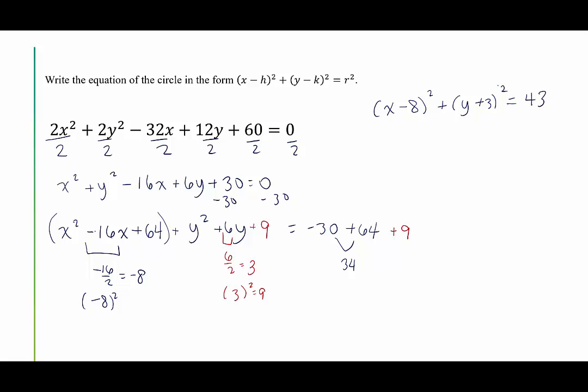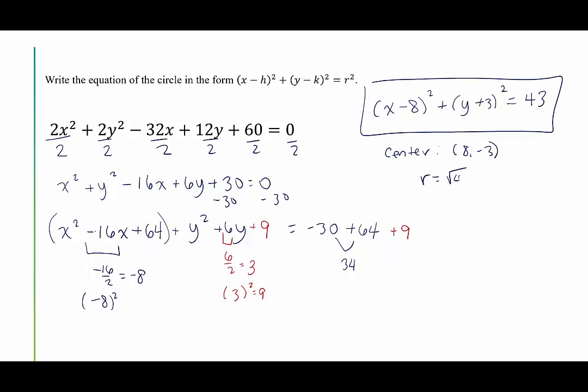And again, all it asked for was the equation in standard form, but if you wanted to, you could figure out that the center of the circle is located at (8, negative 3). And we have a radius here of the square root of 43.